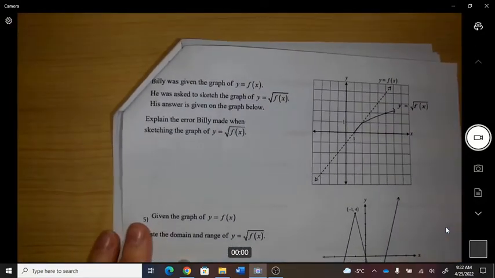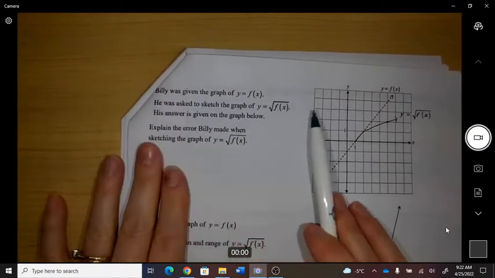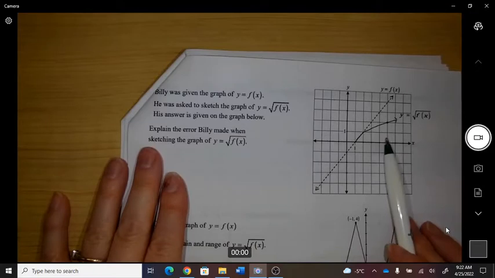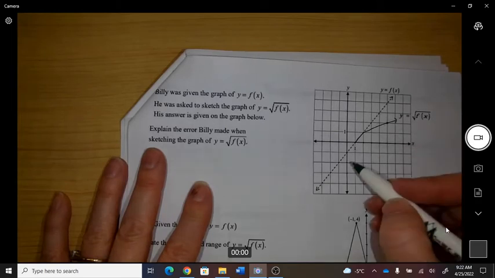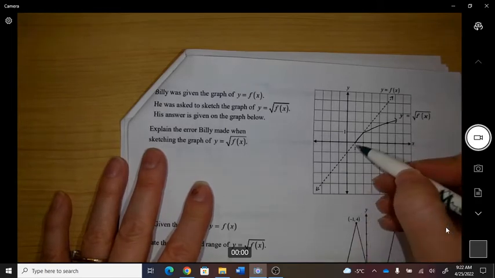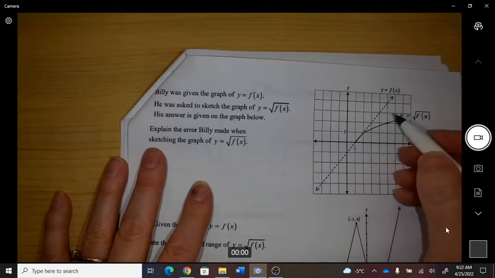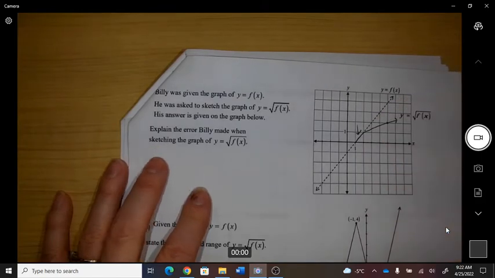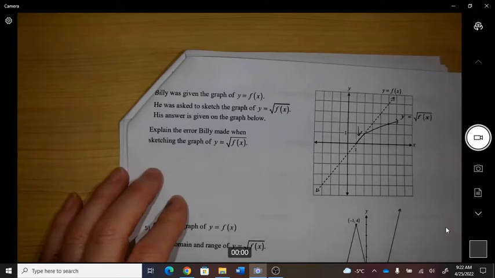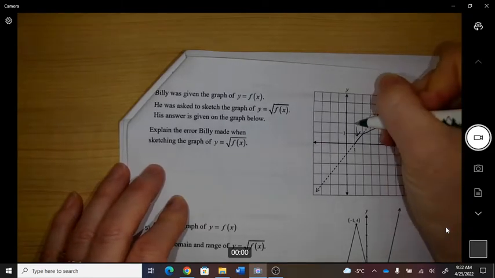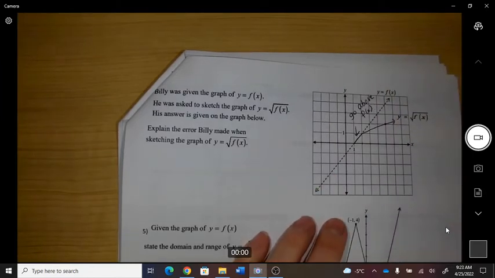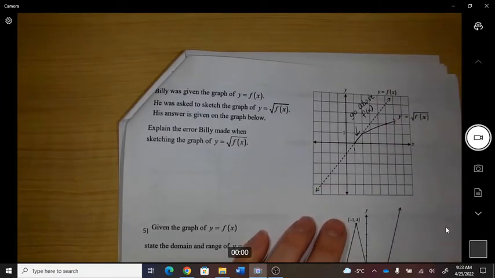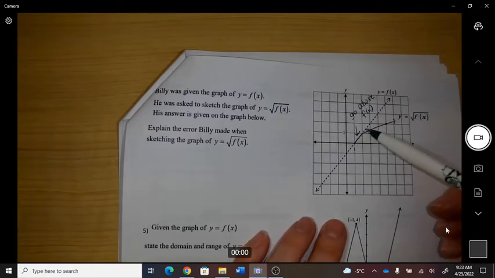So in this question, Billy was given this graph and asked to graph the square root, and this is his answer. What was his error? Okay, so this was good, but he didn't square root that. 0 is good, 1 is good. It's this section right there that he needs to go above. Okay, so when you're square rooting decimal numbers, they are actually higher, not equivalent to.